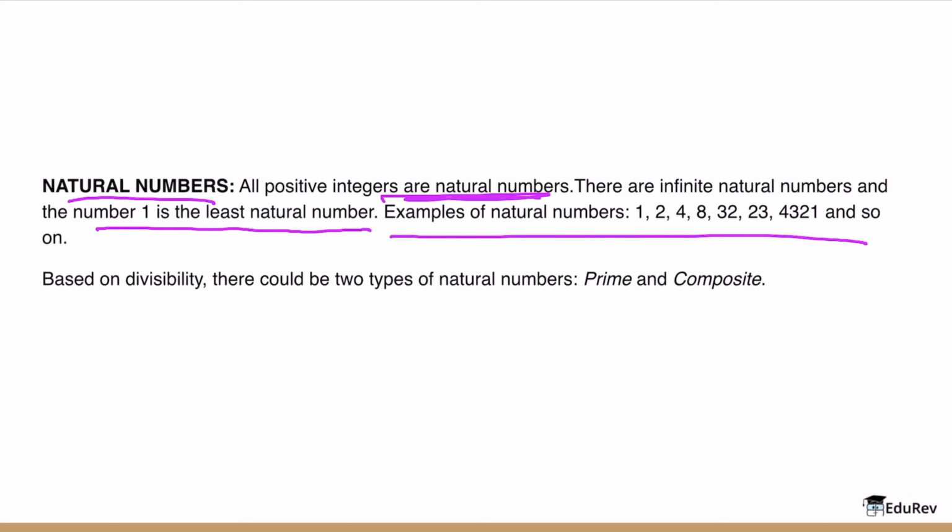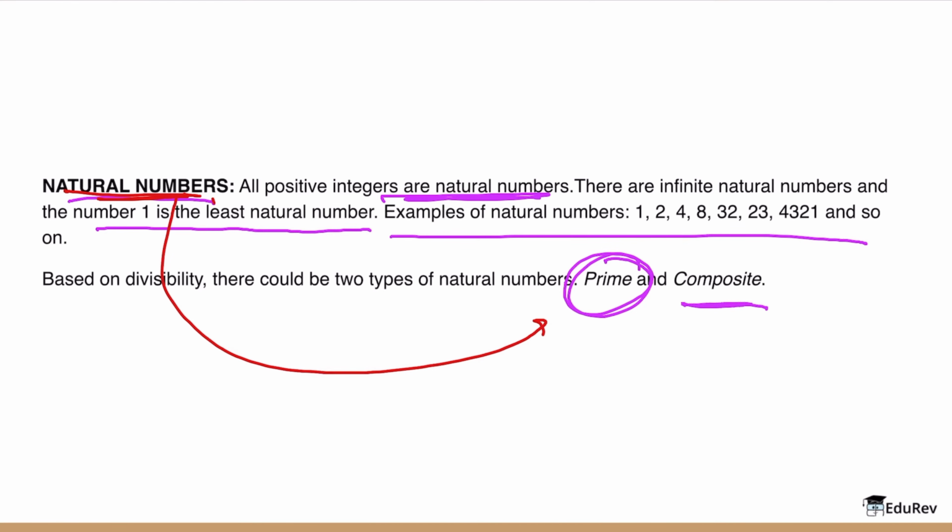Now based on divisibility, there could be two types of natural numbers. The two types of natural numbers are prime numbers and composite numbers. So there are two types of natural numbers, this you have understood. One is prime and the other one is composite. So let's understand what are prime and what are composite numbers.